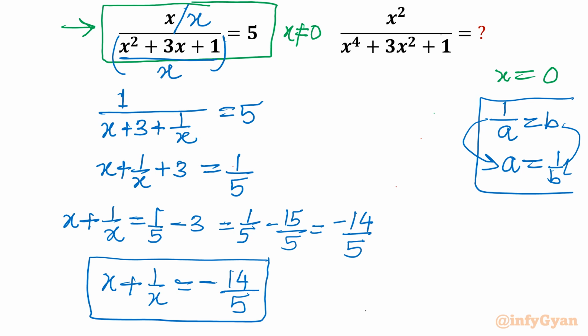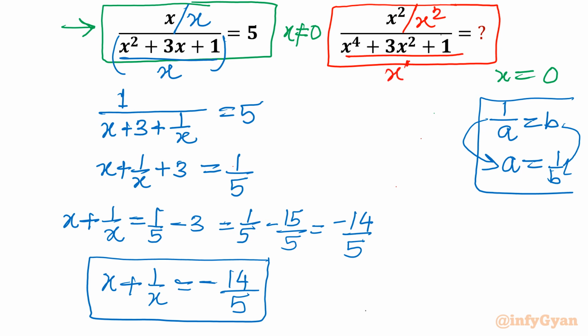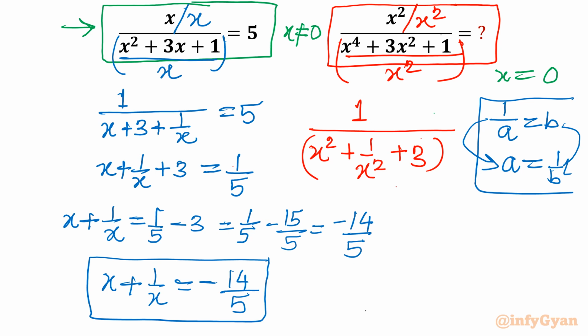Now come to our required expression value. See, if x is non-zero, we can divide the asked expression by x square. Okay, let us divide. See what will happen after that. I will get 1 over x square plus 1 over x square, last term, plus 3. This value is asked. And what is known? x plus 1 over x equal to minus 14 over 5.